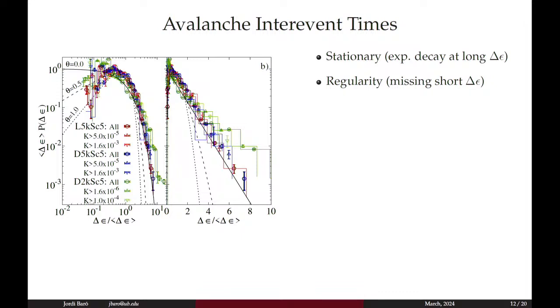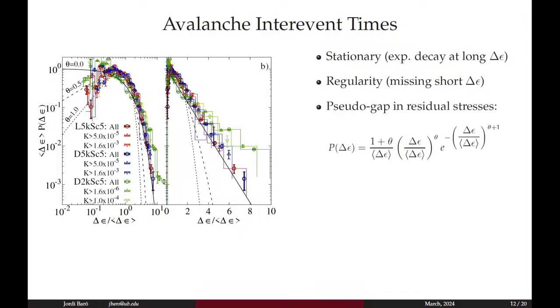This has this drop here on the statistics that we would expect, and this is usually a treatment of some sort of pseudo gap, right, in the residual stresses on the slippage, let's say, right, the residual stresses that you need to activate the next avalanche, right, and this fits well this gamma function here, right.